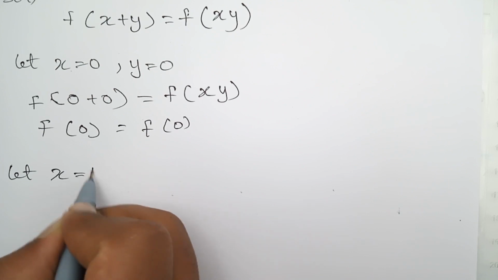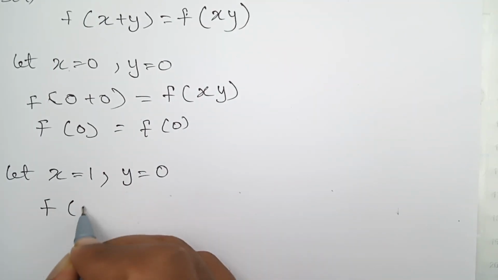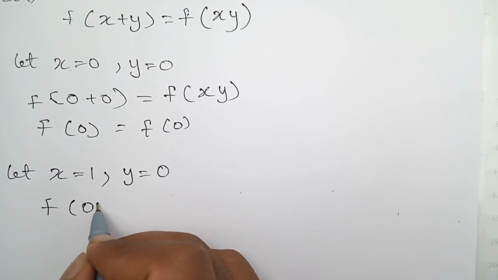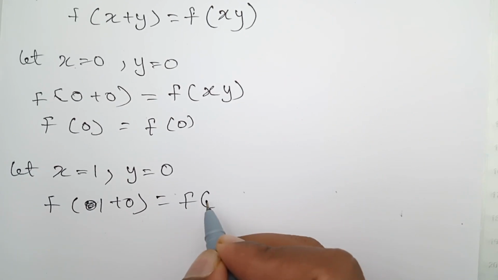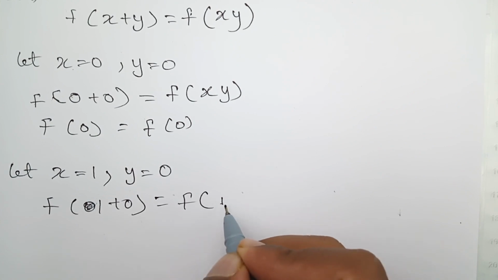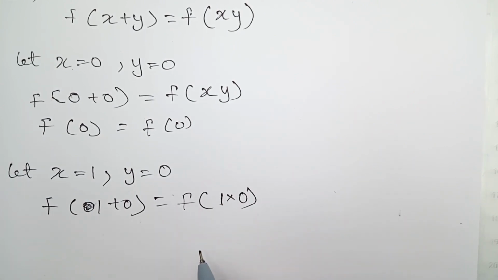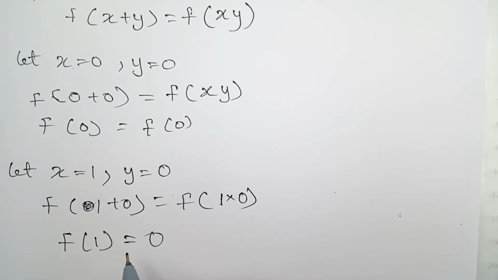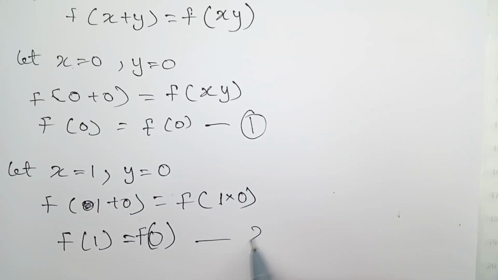Okay, now we'll take the next one. Let x is equal to 1 comma y is equal to 0. f of 1 plus 0 is equal to f of 1 into 0. So f of 1 is equal to f of 0. This is the first equation, and this is the second equation.